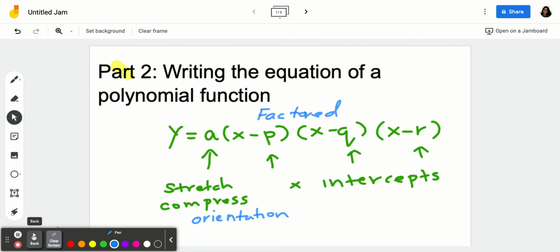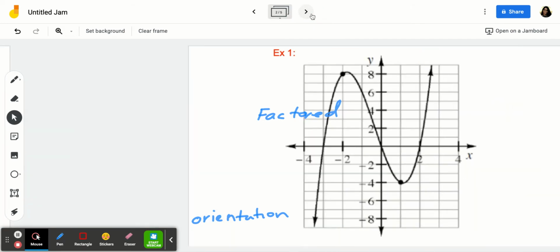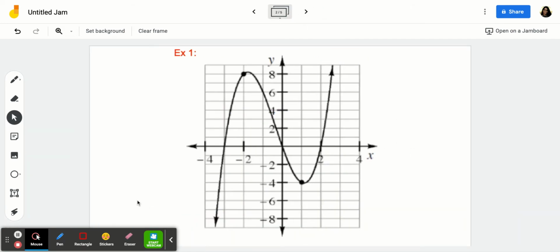So you do not have to draw the graph that's coming up. You simply have to write down what I'm writing. So here's what we're given on example 1. We're given a graph and we want to write the equation of this graph. Y equals a. Now let's think about, what do we know?